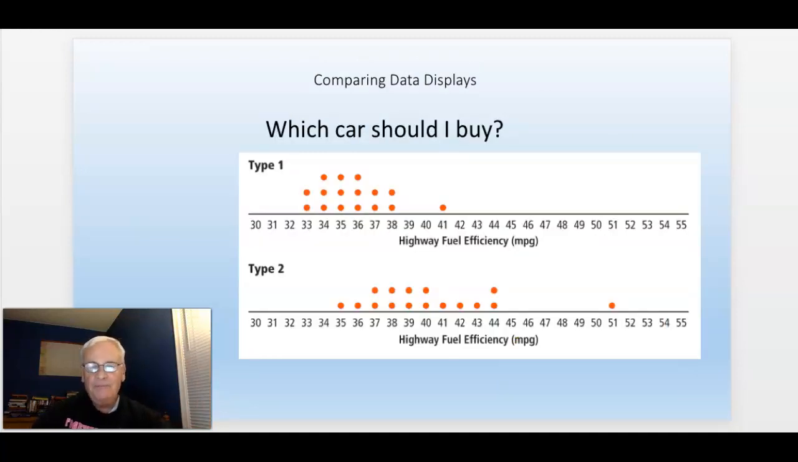As an example, which car should I buy? That's going to be a question you all are going to ask yourself, I'm sure, relatively soon. If the thing that matters most to you is highway fuel efficiency, then you're certainly going to want the Type 2 car. All right? Obviously, it gets higher fuel efficiency. This is a dot plot comparing two different sets of data for two different types of cars. Type 2 has a higher fuel efficiency.